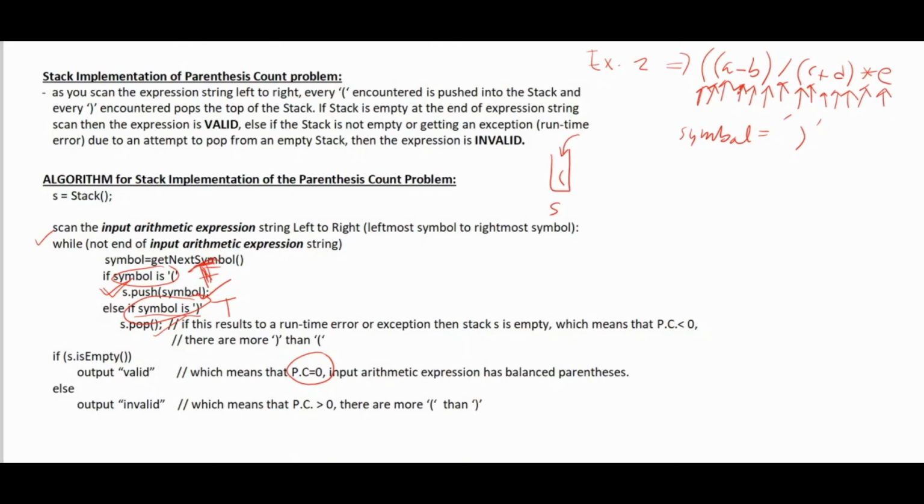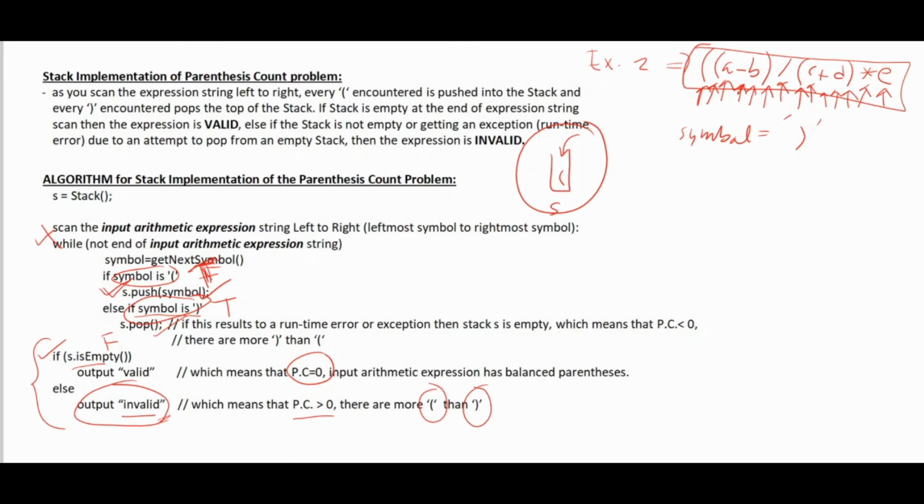the input string. So the while loop is over, and we jump to this portion here. We check if the stack is empty, and it is not empty. So this is false, and so the output of the algorithm is this: output that the arithmetic expression, which is this one, is invalid. And that is the case when the parenthesis count is greater than 0, which means that there are more left parentheses than right parentheses found in the arithmetic expression.